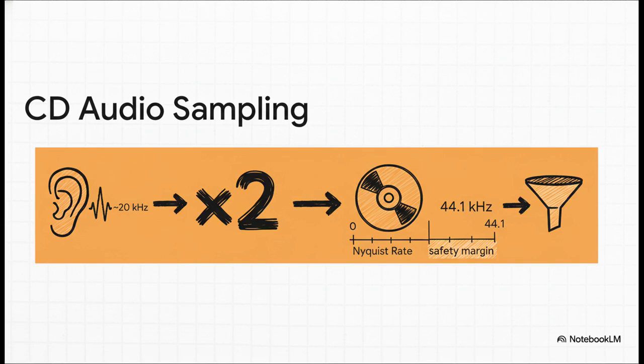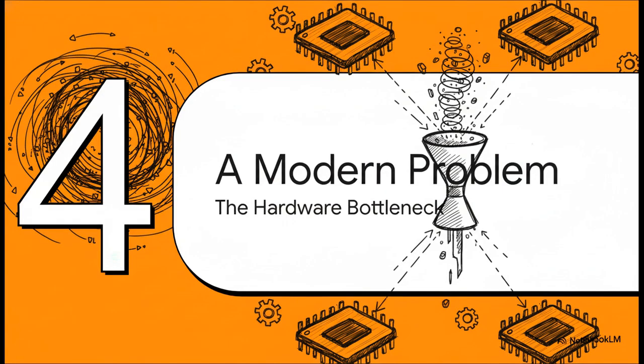Now, why the little extra margin? Well, that safety net is crucial. It gives the practical, real-world filters in the hardware some room to work without accidentally cutting into the music we actually want to hear. So for decades, we've understood this theory. We mastered it. We built the digital world on it.